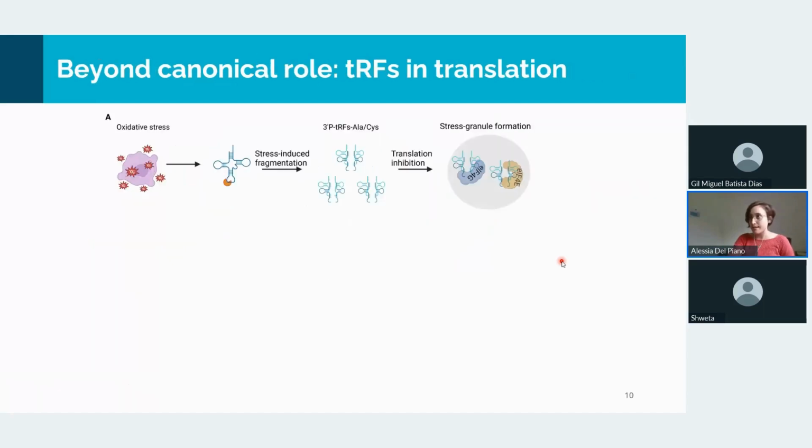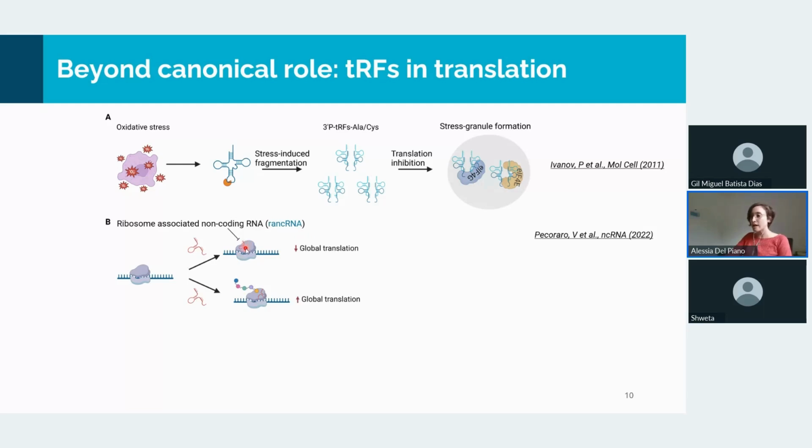Even if they are fragmented, the tRNA fragments still have a role in translation, as described by many labs. So, for instance, by Ivanov lab, we know that upon oxidative stress, tRNA fragments from alanine and cysteine lead to inhibition of global translation because they drive stress granule formation by sequestering translation initiation factors. By Polacek lab, we also know that tRNA fragments may interact directly with ribosomes, inhibiting global translation or pushing global translation depending on the type of fragments.